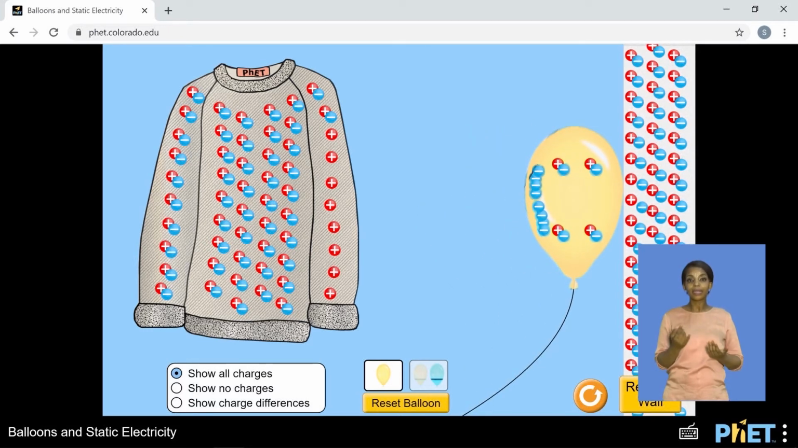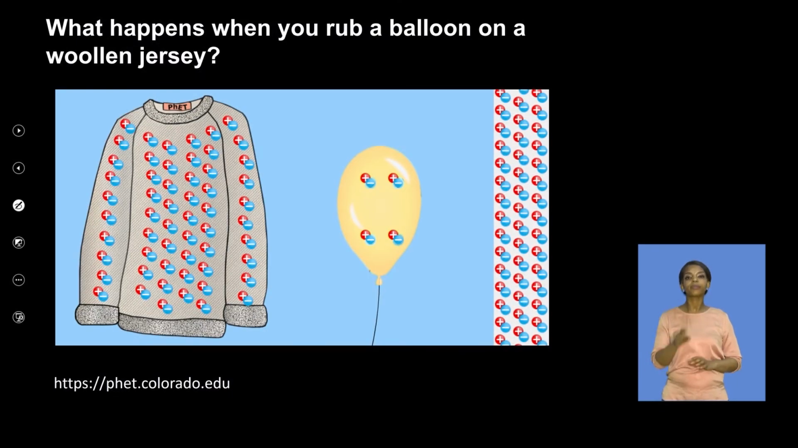Now the balloon can stick onto the wall, okay, because it has acquired excess negative charge. It means it has got more negative charges than positive charges. Hence, the net charge in it is actually negative, right? Okay? So that was the simulation.